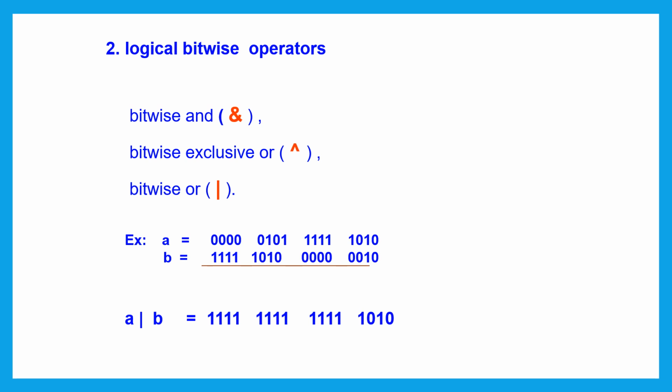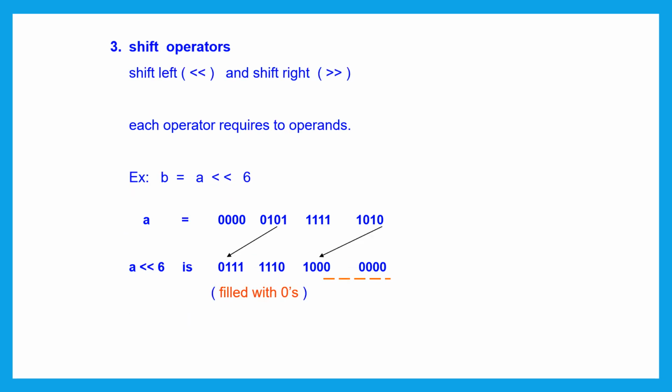Under the second category, logical bitwise operators, we have three operators: bitwise AND, bitwise exclusive OR, and bitwise OR operator. The third is the shift operator. We have the shift left operator and the shift right operator as well.